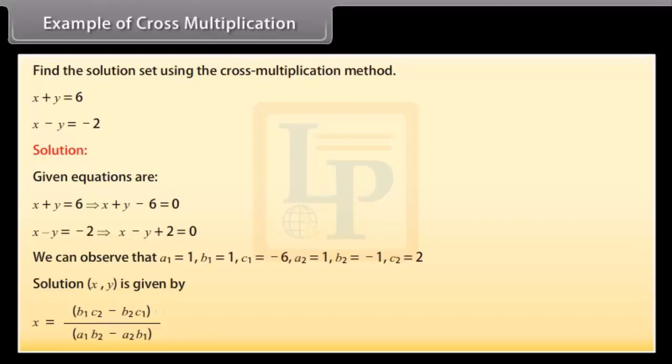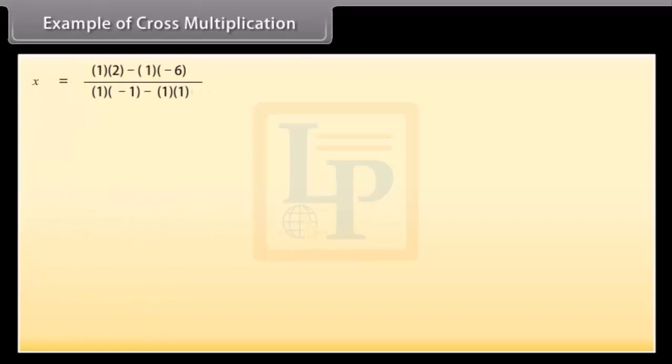Now by substituting the values we get x is equal to 1 into 2 minus 1 into minus 6 upon 1 into minus 1 minus 1 into 1. By calculating we get x is equal to 2.